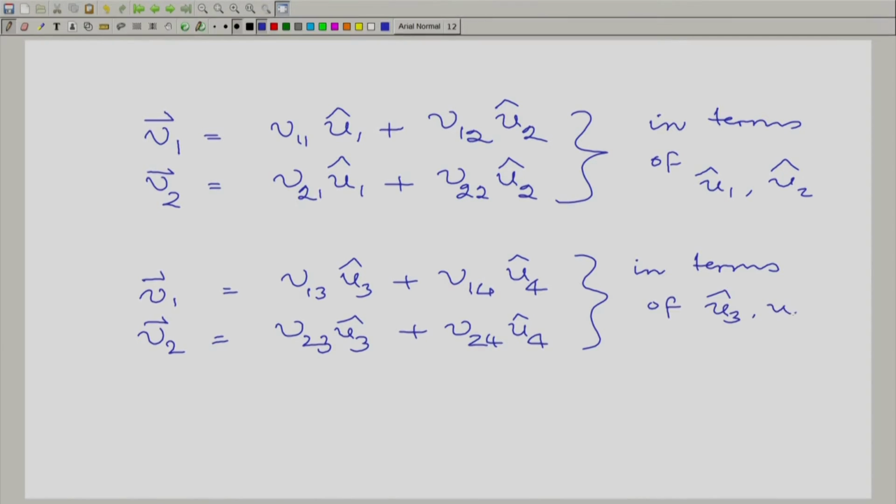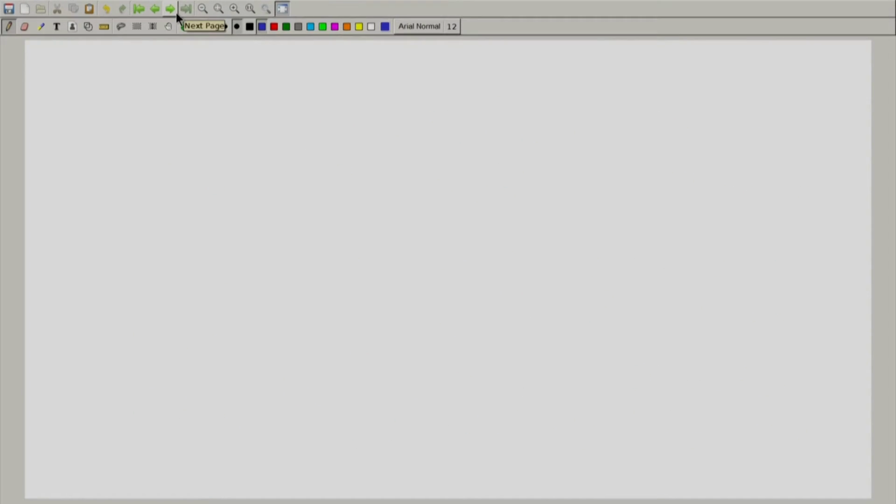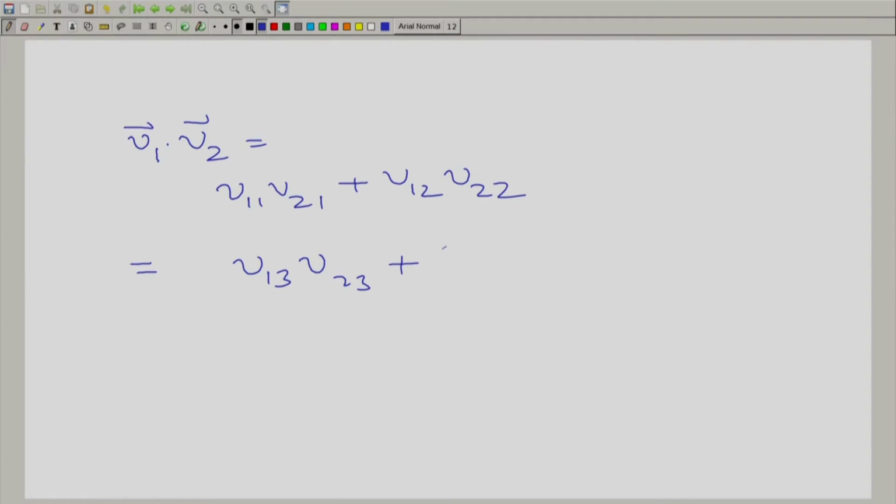Now, we can query what is v1 dot v2 in terms of the dot product as we understand it in two dimensions. Of course, this is extendable to the inner product in higher dimensions. What is this dot product? To calculate the dot product, you would have to take one basis at a time. So, you will agree with me that the dot product v1 dot v2 can either be written as v11 v21 plus v12 v22, or it can also be written as v13 v23 plus v14 v24.